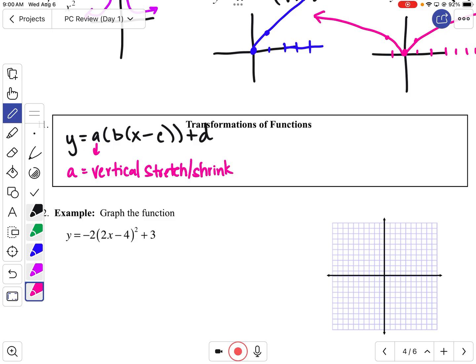All right, so the first thing we need to know is that coefficient out in front is our vertical stretch or shrink. If it's negative, what does it do to the graph? It flips it, okay? So that's our vertical stretch and shrink, right?